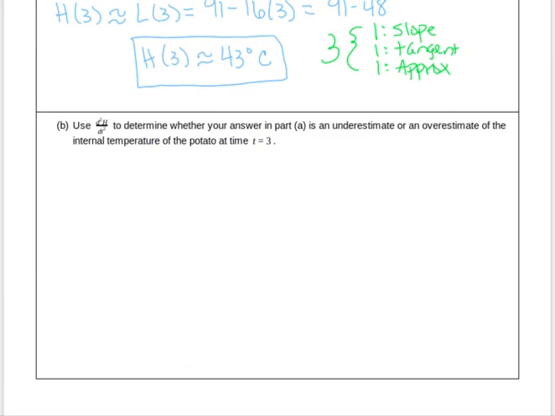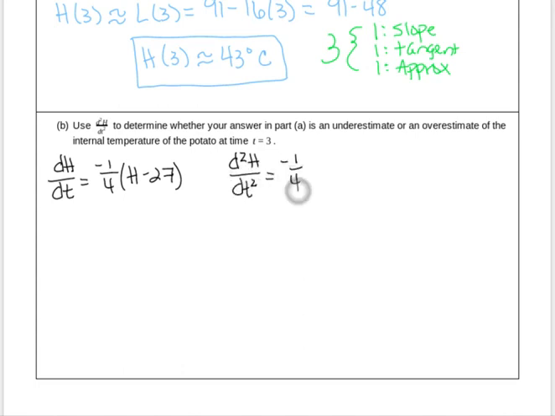Part B asks us to use the second derivative and determine whether this 43 that we got was an over or under estimate. So that means we need to actually find the second derivative. So I'm going to start by writing out what our original derivative was, and we're going to use that to find the second derivative. The second derivative then is going to be negative 1/4, because that just chills in front. And then we're going to need some implicit differentiation, so dh/dt. And so we're going to plug in our dh/dt again.